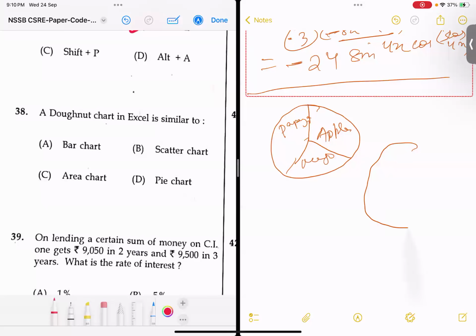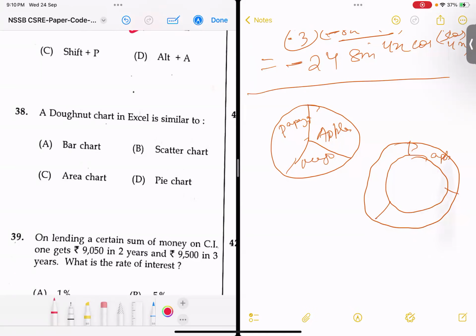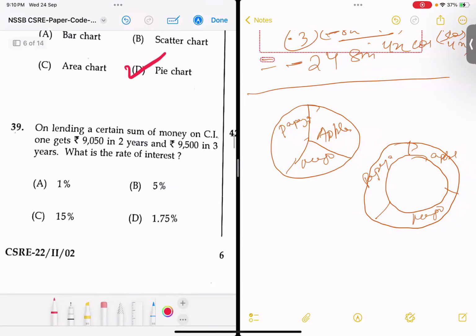A donut chart is something that we can see in Microsoft Excel, okay? It will be in the shape of a donut only, and it will be given like apple, mango. So there's not much difference, okay? Just that it is in the shape of a donut. So it is very similar to what is known as the pie chart, okay? There's not much difference between a pie chart and a donut chart. Question number 39.